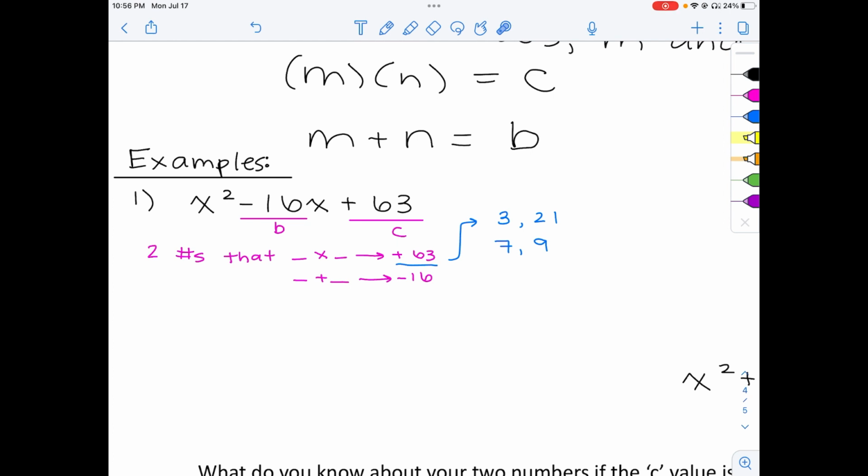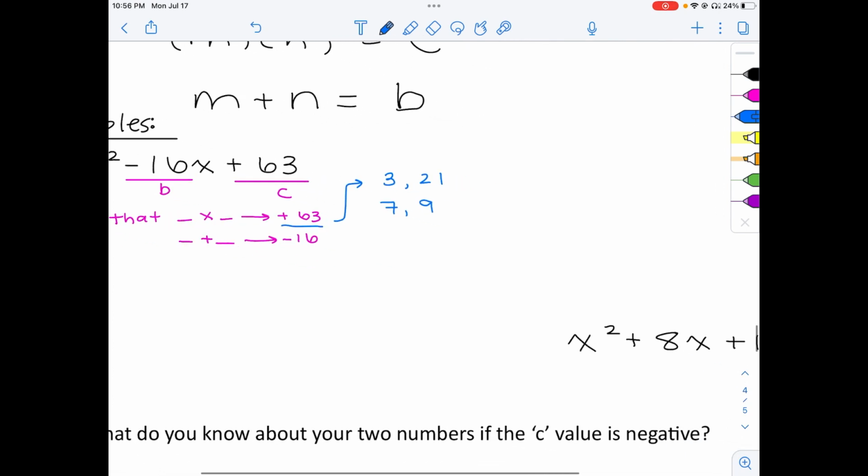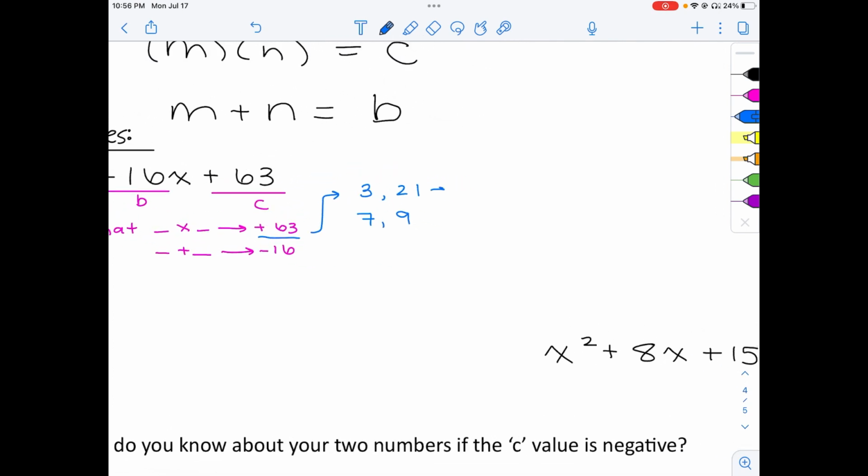Okay, so what I'm going to do here is I'm going to show kind of what my options are. So if this was my option, 3 and 21, I could have positive 3, positive 21. I could have negative 3, positive 21. I could have positive 3, negative 21, and I could have negative 3, negative 21.